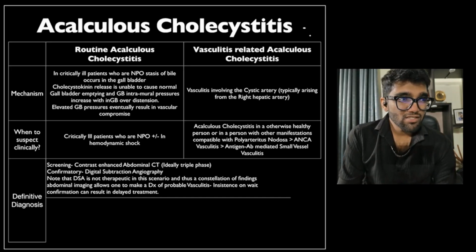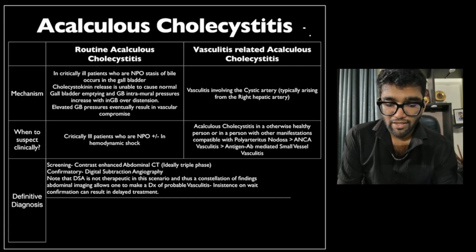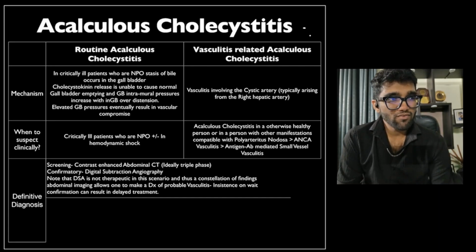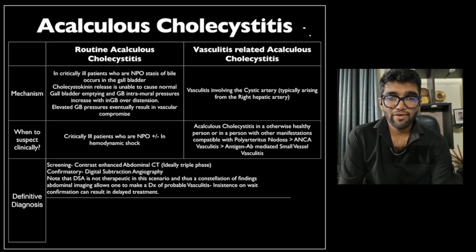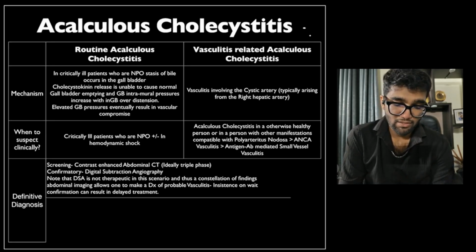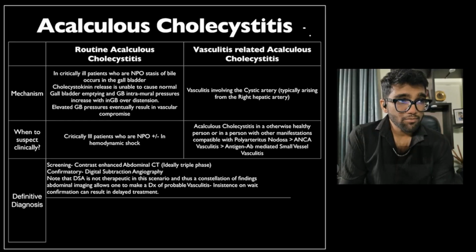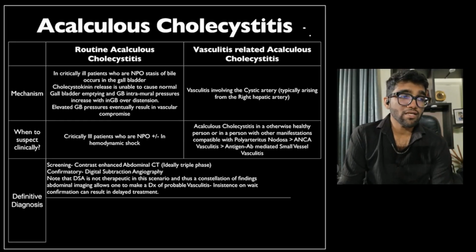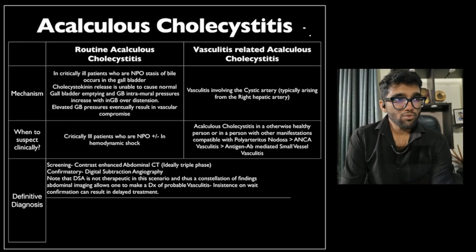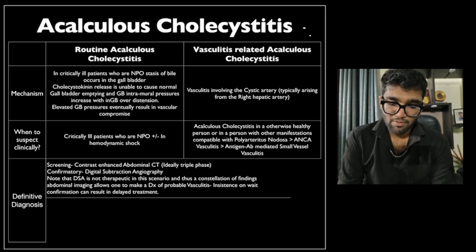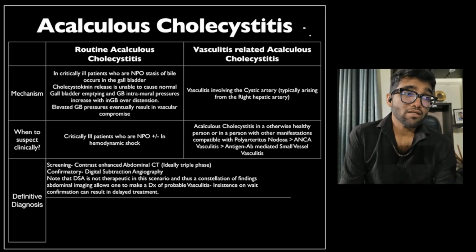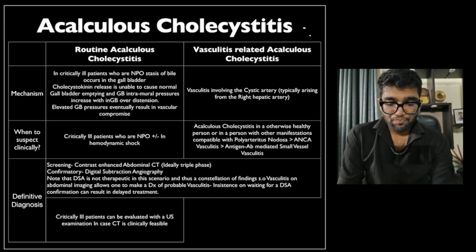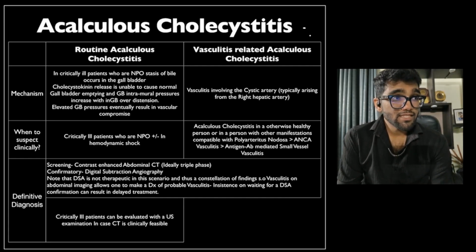Because in this situation digital subtraction angiography is not therapeutic, if you have a strong clinical suspicion of vasculitis, or you have other clinical features that strongly suggest vasculitis, and the patient has these abdominal findings on imaging, which we'll be discussing in the sections on imaging in this series, then it is often prudent to initiate treatment and not wait for digital subtraction angiography, because that just wastes time and can cause rupture of the gallbladder and subsequent surgical complications. Again, like I said, critically ill patients may just be evaluated with an ultrasound examination if you're not suspecting vasculitis.